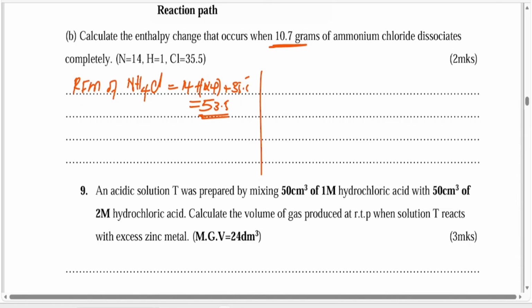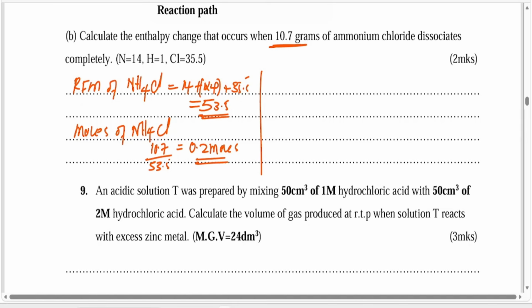To get the moles of ammonium chloride, we are going to have mass divided by the relative mass. So we have 10.7, we divide by the relative mass, which is 53.5, and when we work it out correctly, we shall get 0.2 moles. So now we have the moles.